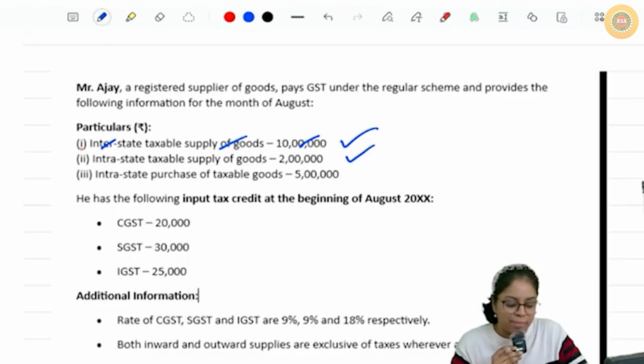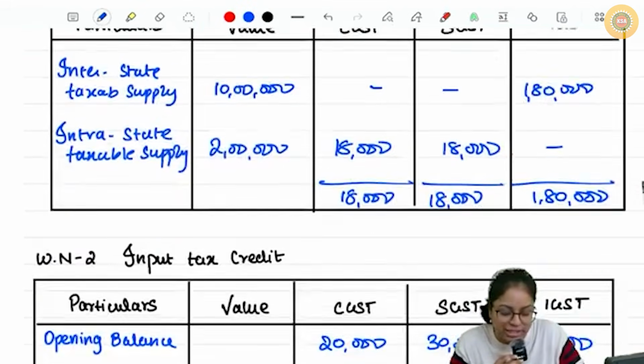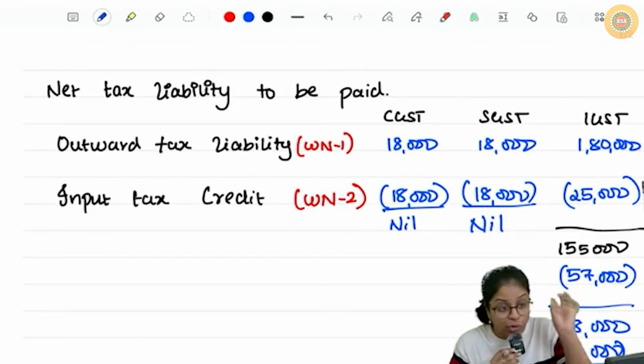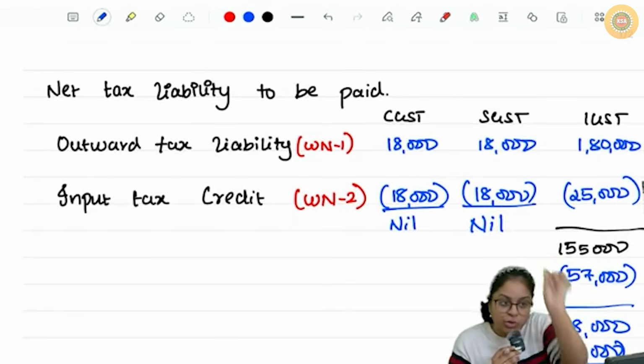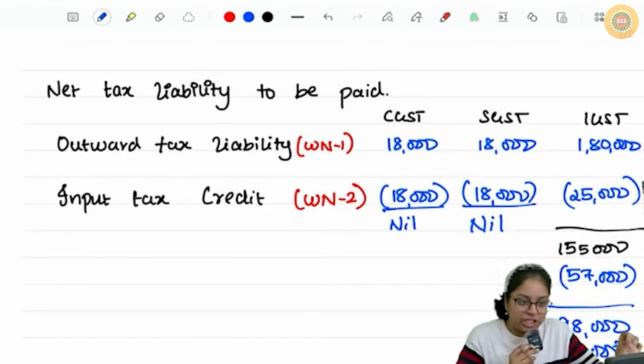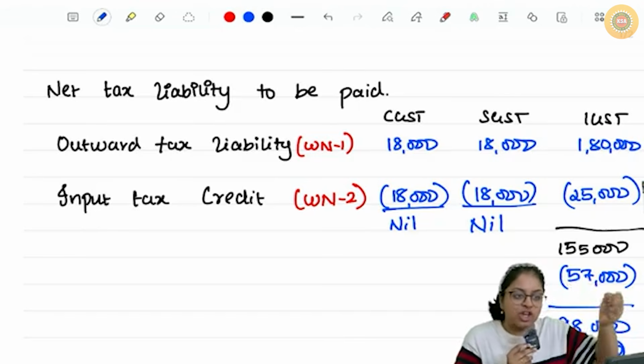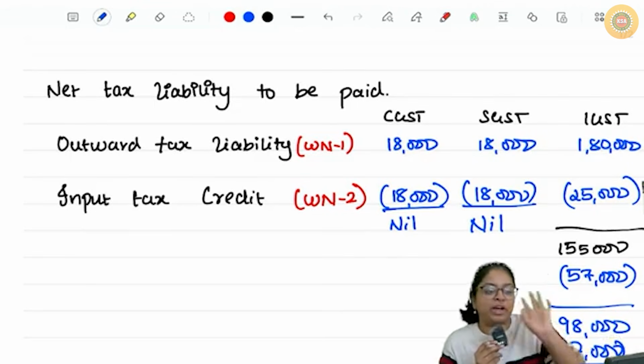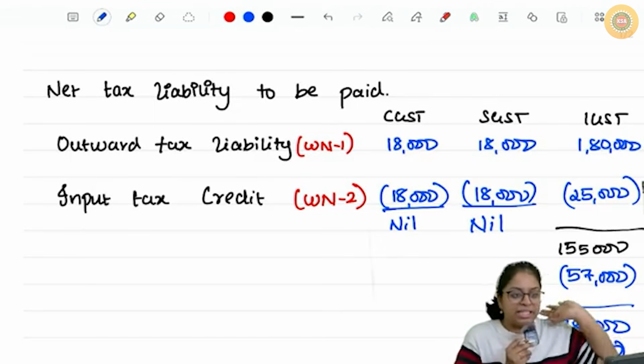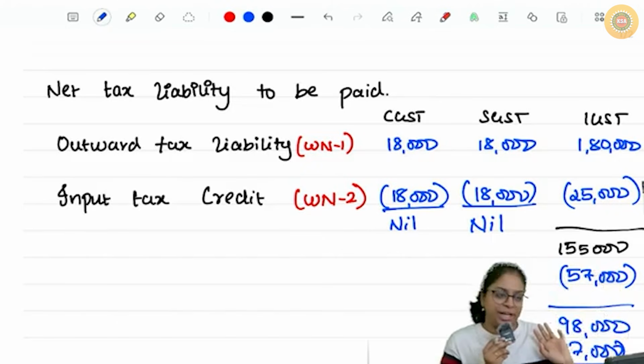Just remember, the only thing that you have to see in this question is the order of set off. And I've told you how to do the order of set off. First you do the IGST, then go for SGST. IGST you have completely exhausted. If you have some excess SGST, you can use that for IGST. Then CGST, use that to exhaust CGST first. If you have anything excess, then come to IGST.